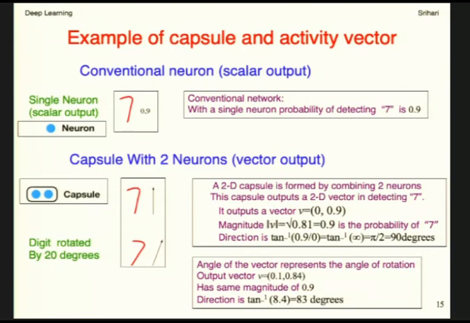And let's say if that same digit was rotated to the right a little bit, the output could be a vector like this, saying the output vector is (0.1, 0.84). It has about the same magnitude of 0.9. It is almost as sure that it's a 7, except you are also getting some direction, 83 degrees instead of 90 degrees, right?